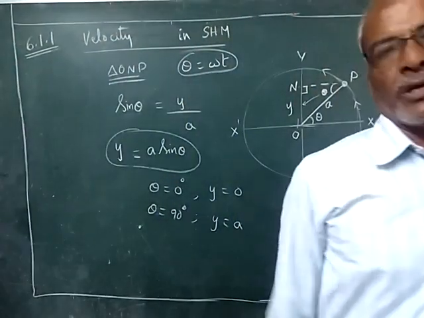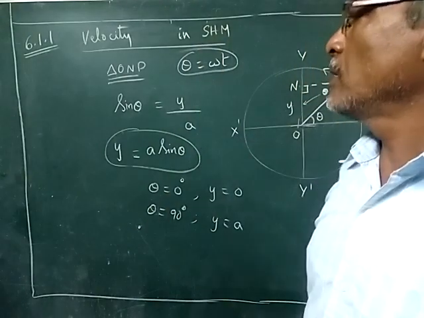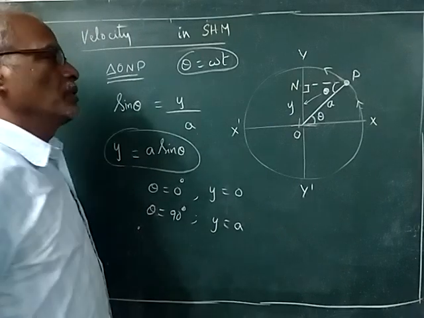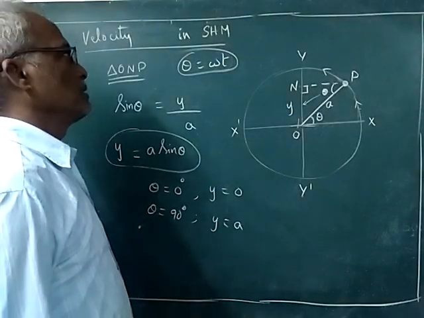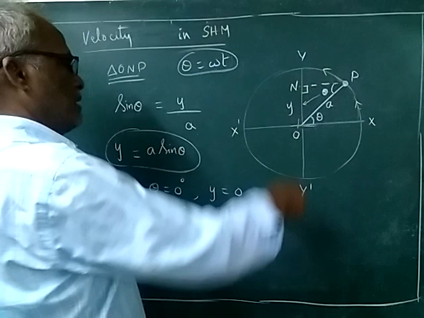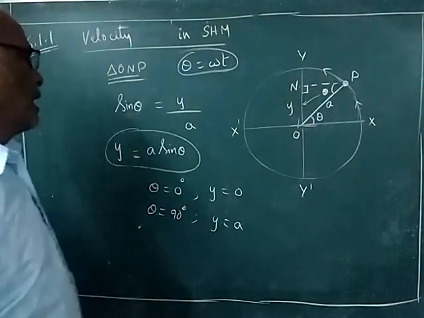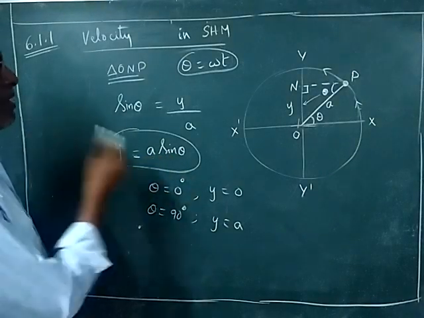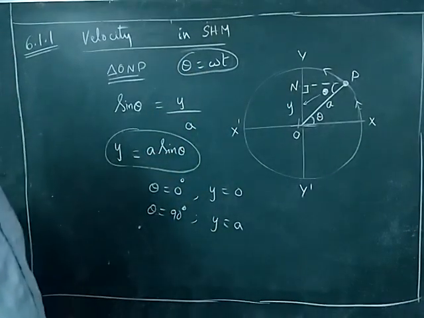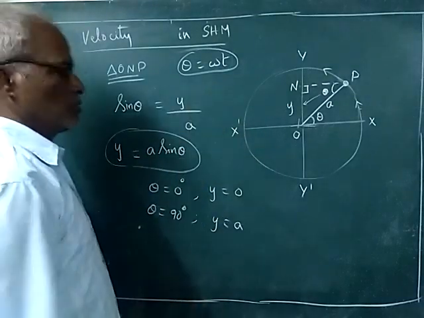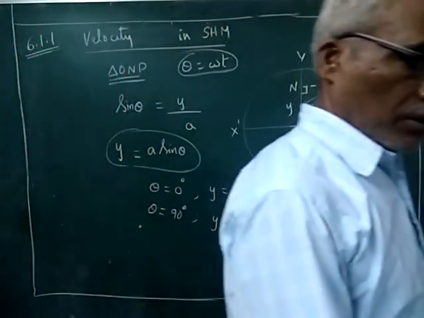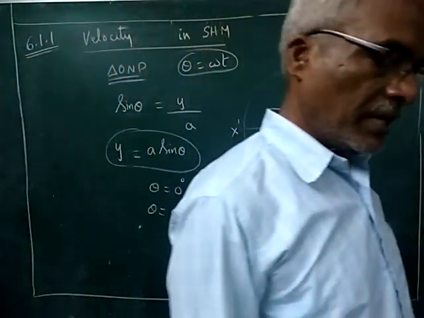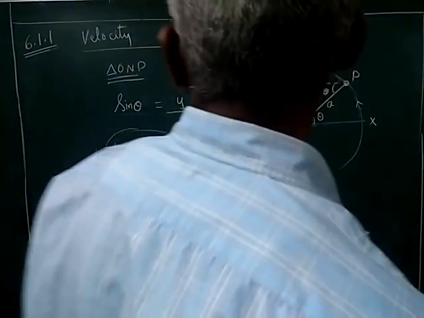Hello viewers, today we are going to see about velocity in simple harmonic motion. In the previous video we saw the displacement along y dash, and the displacement is given by the formula y is equal to a sin theta, where theta is connected with angular velocity omega t. Theta is equal to omega t. Velocity is equal to distance by time. The velocity is equal to ds by dt. So we all know that.